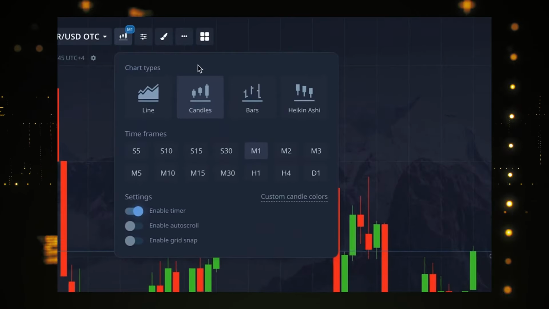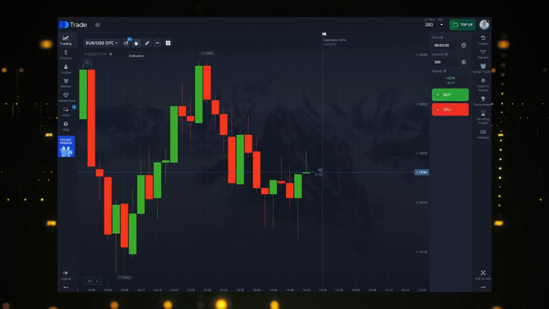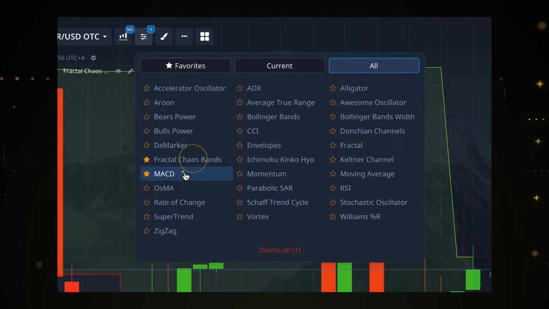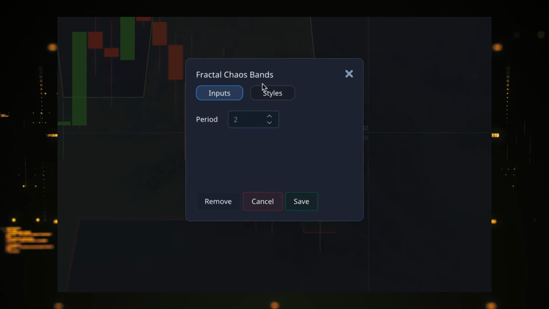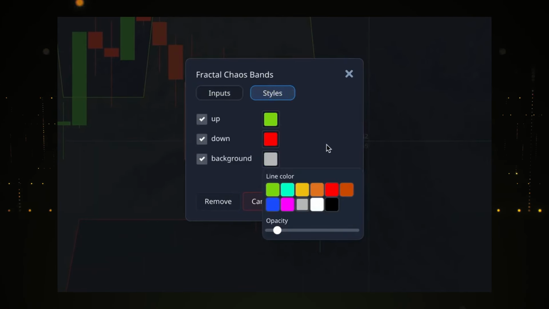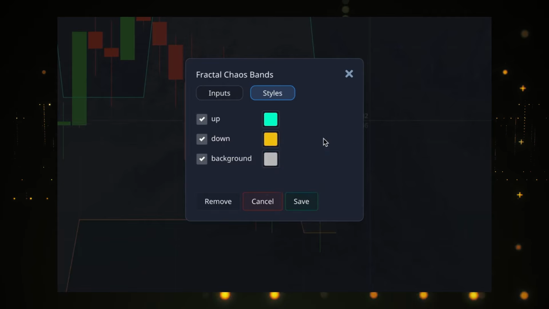I choose classic candlesticks, time frame 2 minutes. Go to the Indicators tab and choose Fractal Chaos Bands and MACD. If you trade on your phone, set up the same way. Customize Fractal Chaos Bands. Go straight to the style. Make the background gray, make the upline turquoise color, line down is yellow color.